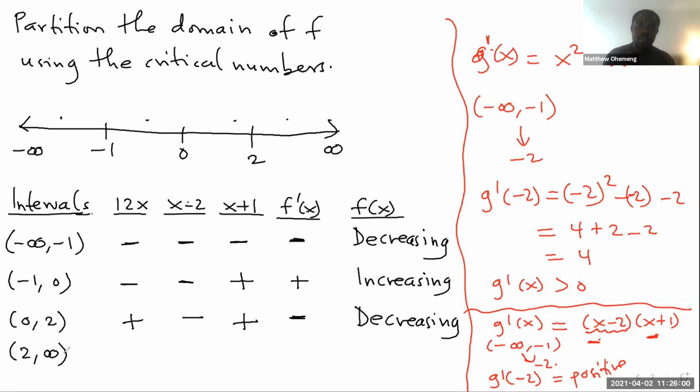And then the last one, let's do it together. For this one, pick a number, say 3, right? 3 here is positive, 3 minus 2 is positive, 3 plus 1 is also positive. Positive, positive, positive, all multiplied together, it's just going to give us a positive. Hence the function is increasing on that interval. Right? Please, are you okay with this? So that's the end of the ID test. Any questions?